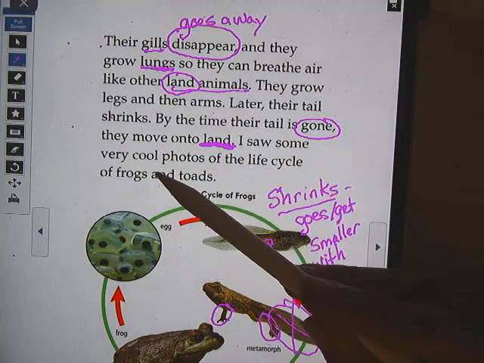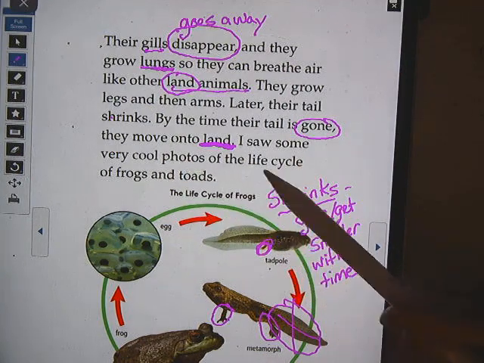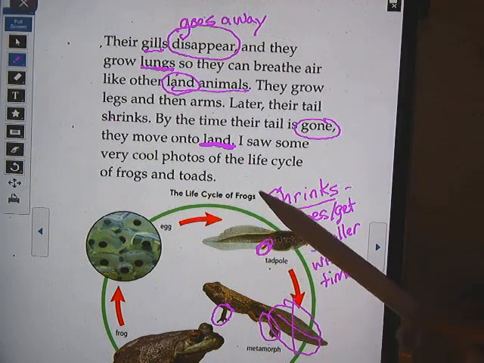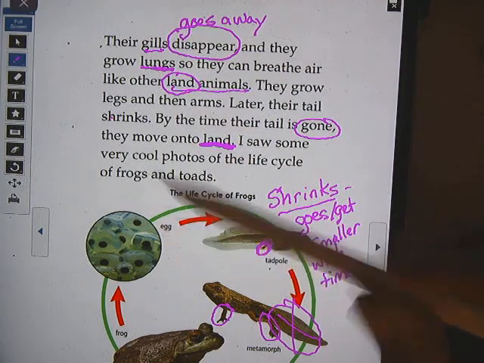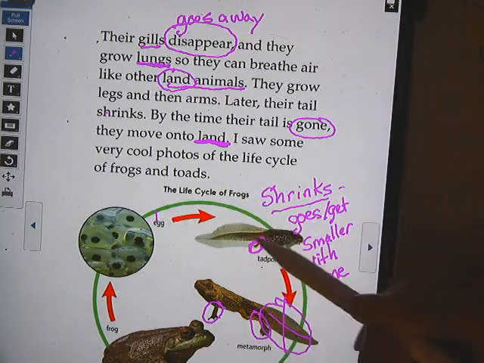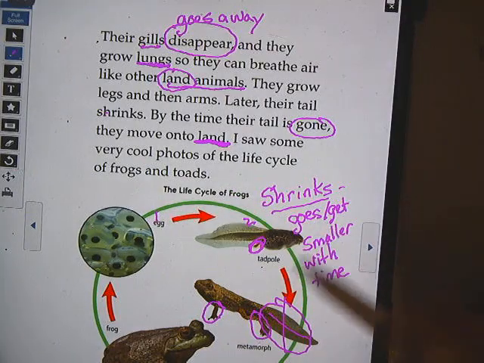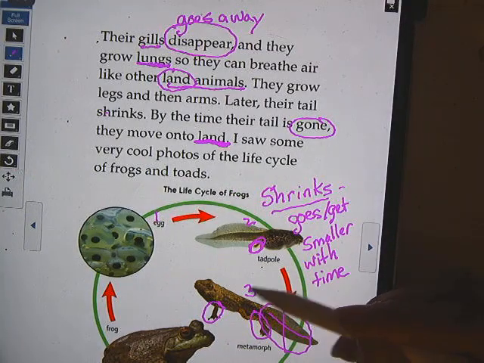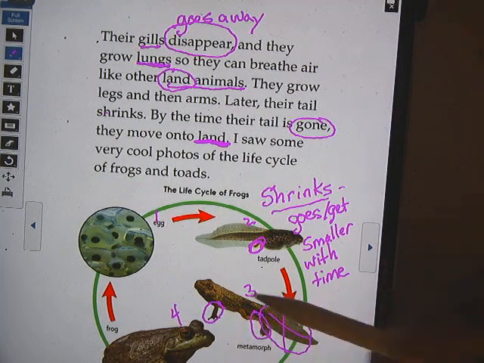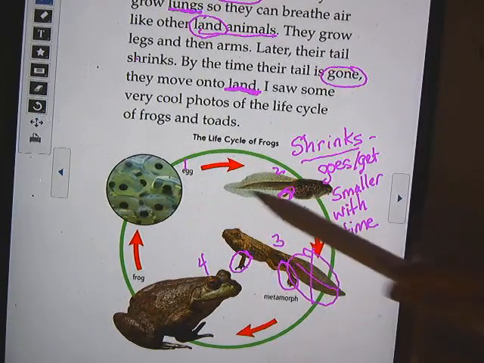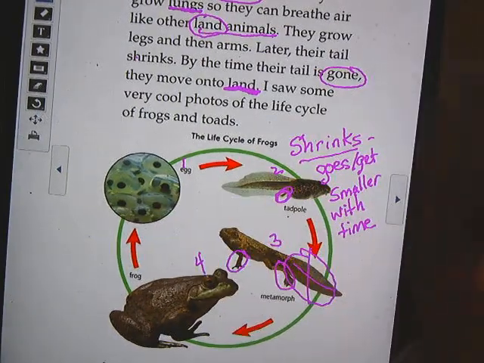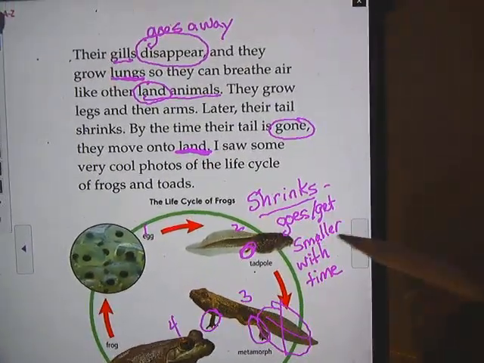I saw some very cool photographs of the life cycle of frogs and toads. Again, remember a cycle. It goes in stages. We start off with egg. This is the first part. Then it goes into a tadpole, then a metamorph, then a frog. Okay, and then it starts over again. Then this toad's going to have eggs, and the cycle keeps repeating itself.